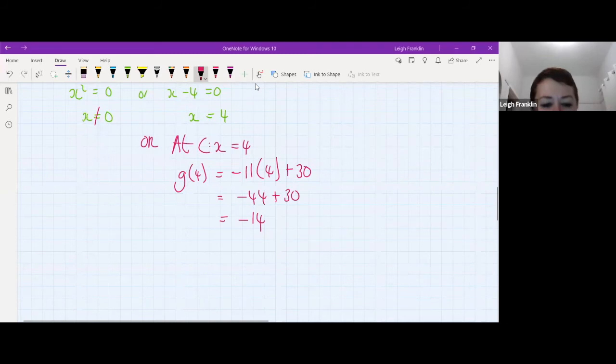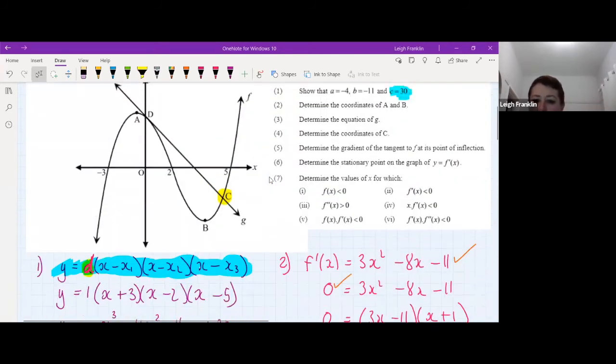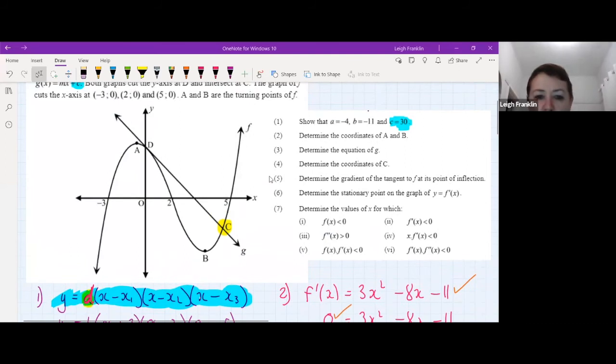Okay. All right, so at C, the coordinates are 4 and negative 14. Yes, quite right. Very nice, lovely work. Okay, so we have done number 1, number 2, number 3, number 4. All right, now we need to determine the gradient of the tangent to F at its point of inflection.